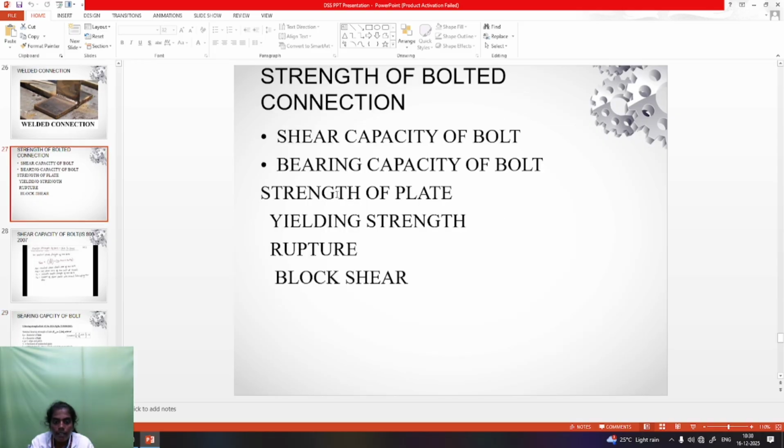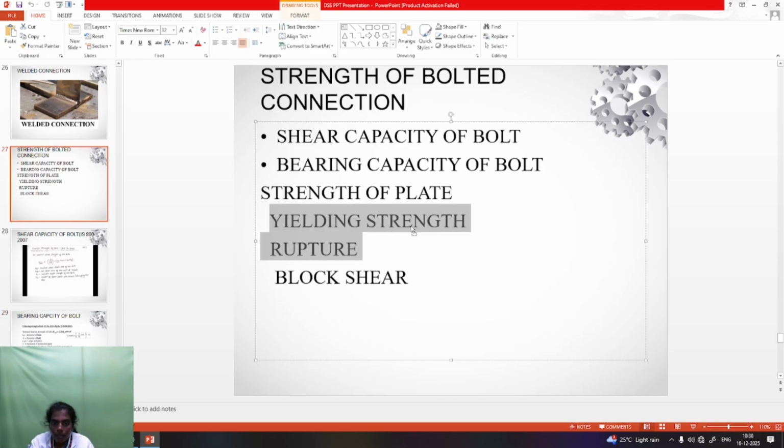The next one is plate strength. A plate has three types of failure, and you resist them with three types of strength. The first one is yielding strength. Yielding strength is normally the area times the yield stress divided by the partial safety factor. The formula is AG FY divided by gamma M naught. This is the yield strength formula.